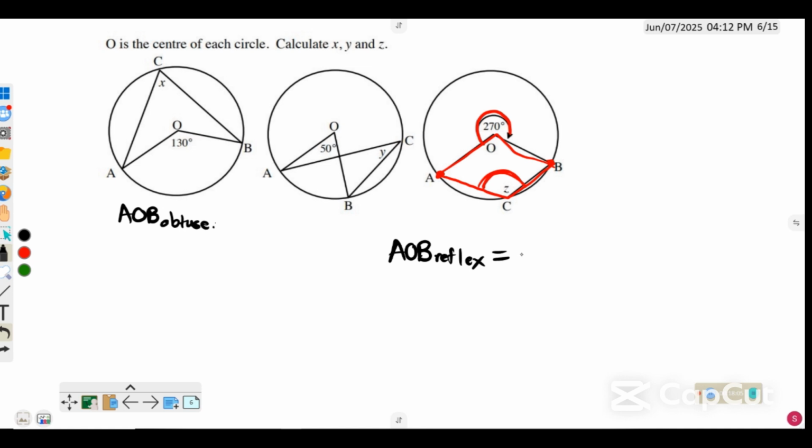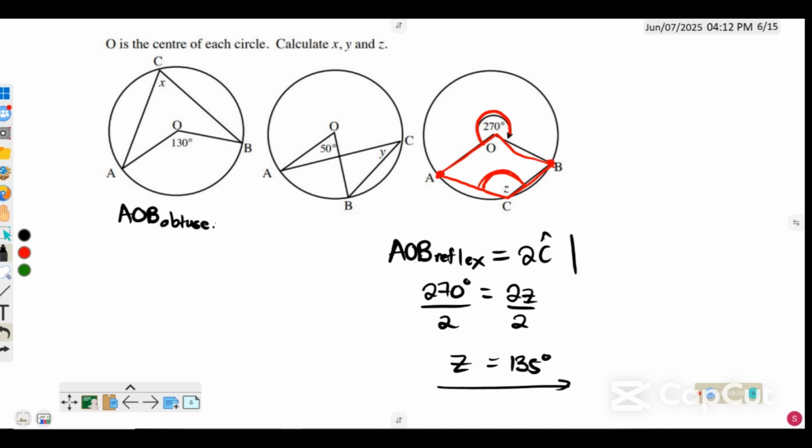AOB reflex is equal to 2 times the angle Z. Right, AOB reflex is 270 degrees, which is equal to 2Z. I didn't put a reason for this, but you know, angle at center being twice the angle at the circumference. So 270 degrees divided by 2, so Z should be equal to 135 degrees. Okay, so this is the practical situation of it.